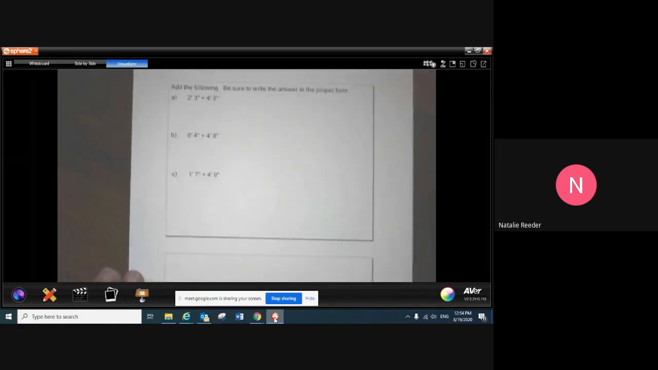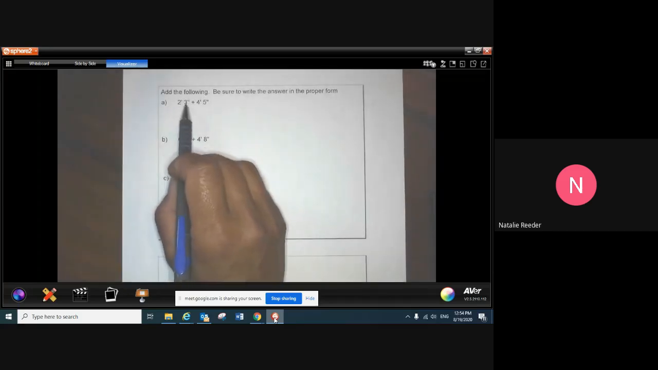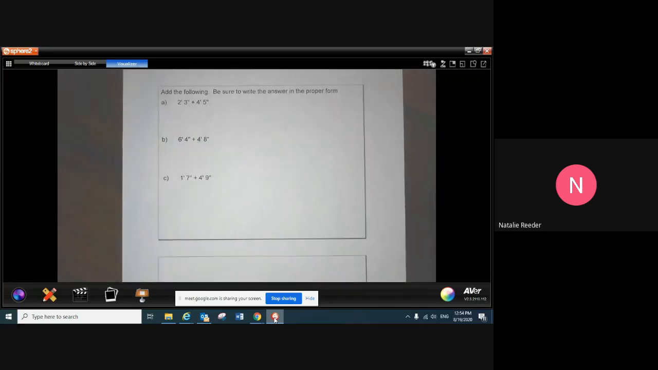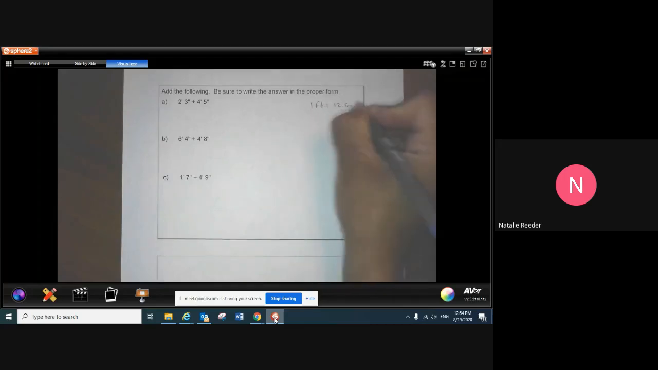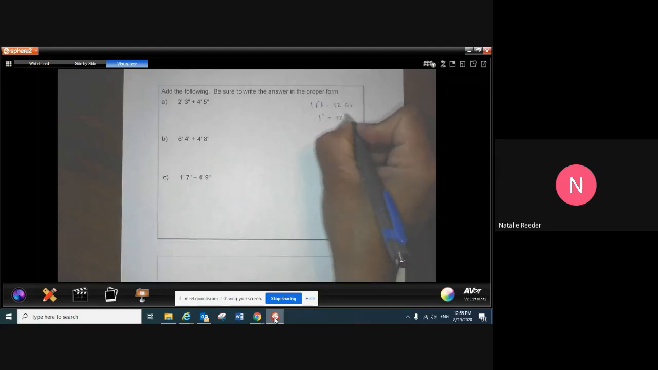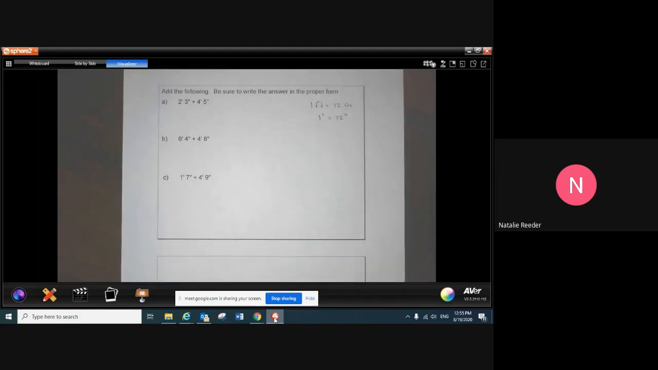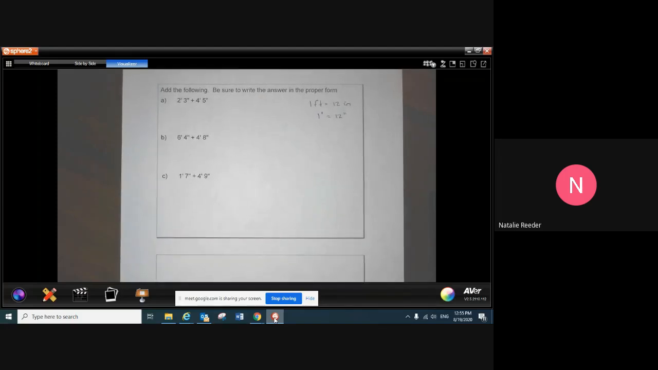Now, a different kind of question you might see in the practice is add the following. These are symbols that are used for feet and inches. If there's one line, it's feet. If there's two, it's inches. Just remember that in 1 foot, there are 12 inches. That would be written with the symbols as 1 foot is equal to 12 inches. That's important in this kind of question, because if I have more than 12 inches, I can convert some of those to feet.